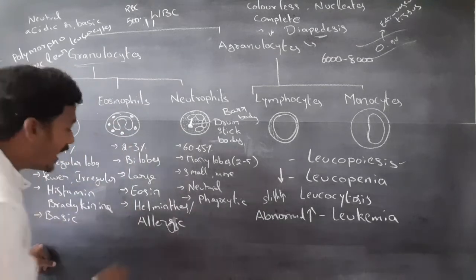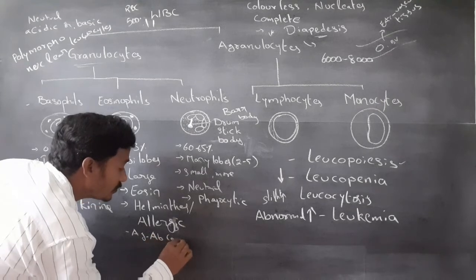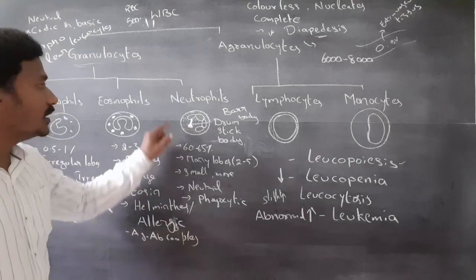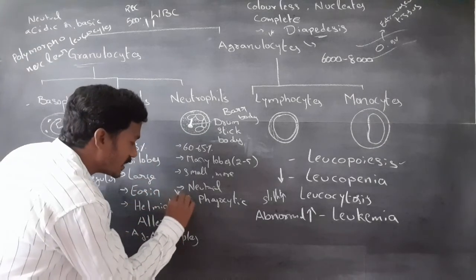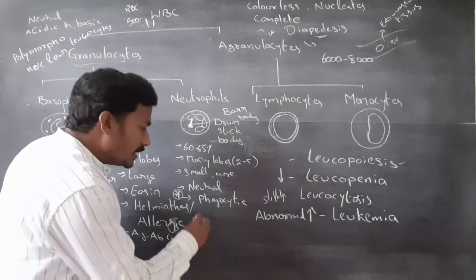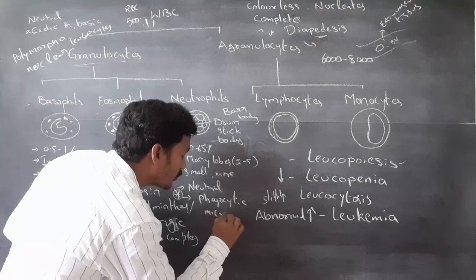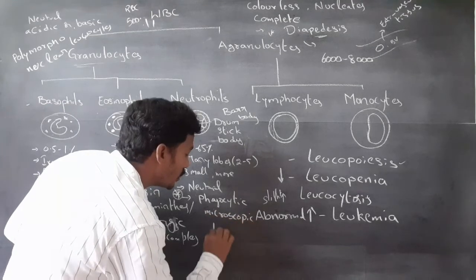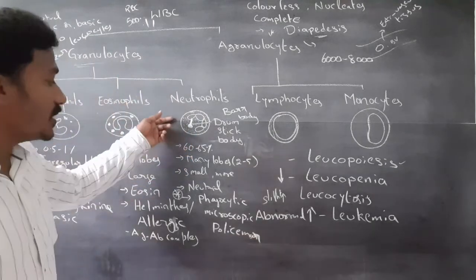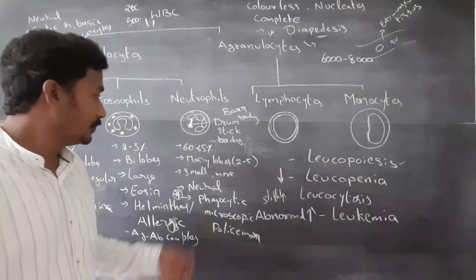Eosinophils remove antigen-antibody complexes. Neutrophils are phagocytic cells. These cells are also called microscopic policemen because of their phagocytic nature.